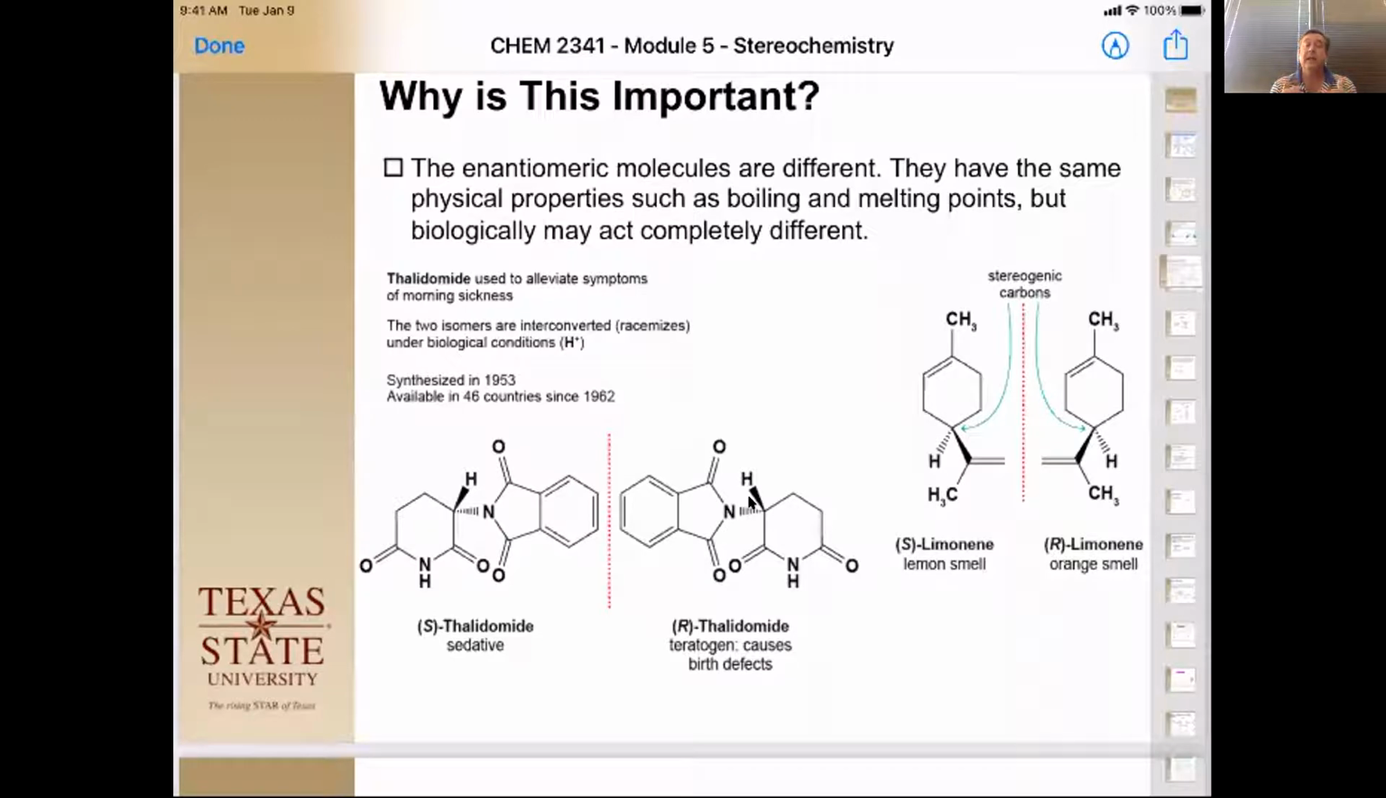Since then, they've actually reintroduced it in the UK, although it's not available in the United States, by only synthesizing the one isomer and probably only giving it to men.